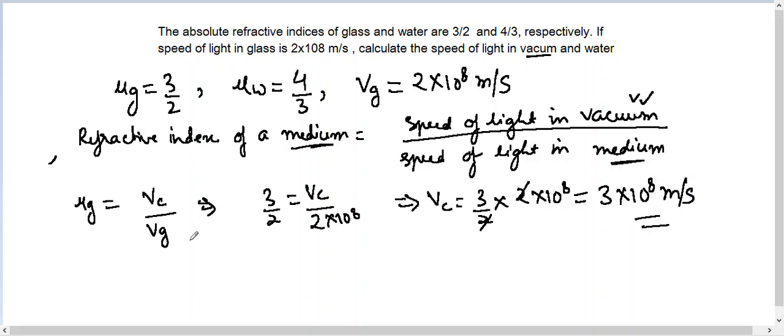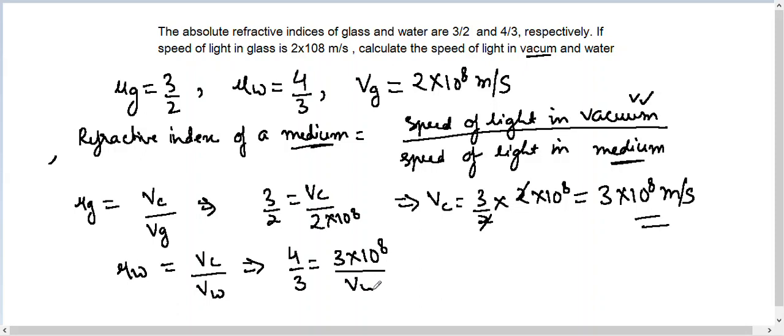Now we have to find out the speed of light in water. So we should know the refractive index of water, which we are knowing, then the speed of light in vacuum Vc, which we have just calculated, and then the speed of light in water, which we have to calculate. So it is given to us as 4 by 3. This value we have just calculated, and speed of light in water is what we have to calculate.